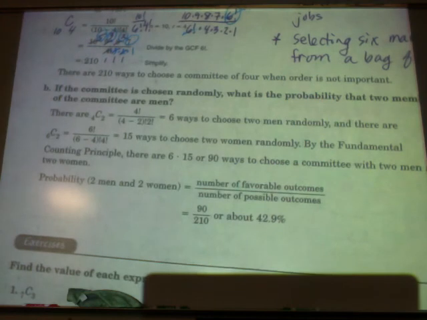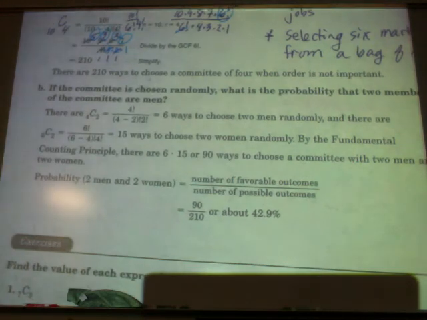It says, if the committee is chosen randomly, what is the probability that 2 members of the committee are men? Well, how many members of the committee are men? Okay, so there's 4. Well, in the club, there's 4, right? In the club total, there's 4, because there's 10 members altogether. 4 of them are men. That's going to be important.